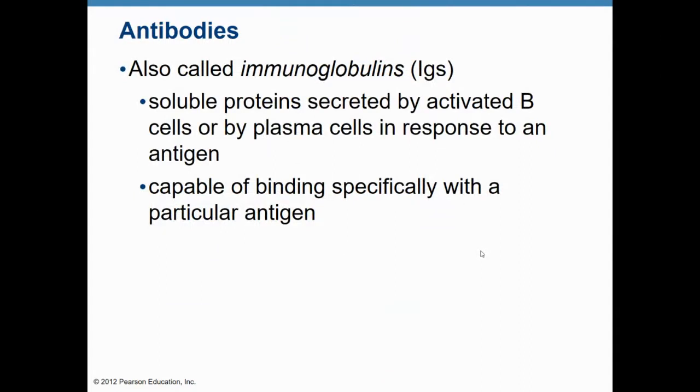So let's look a little bit more at these antibodies before we move on to our T cells and our cell-mediated immunity. Now, antibodies are also called immunoglobulins. They are abbreviated with an uppercase I, lowercase g. And these are going to be little soluble proteins that are secreted by an activated B cell, or what we call a plasma cell, in response to an antigen. And antibodies are capable of binding specifically with a particular antigen, right? Each antibody can only respond to one antigen.